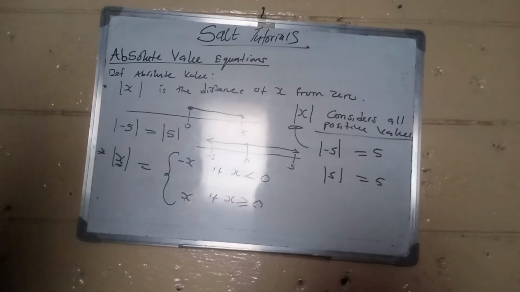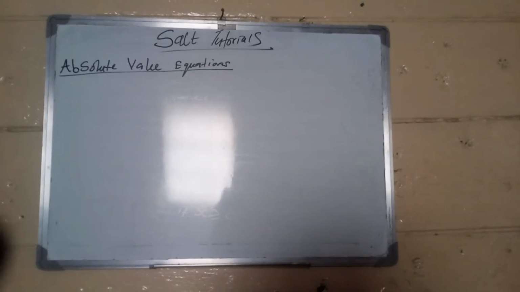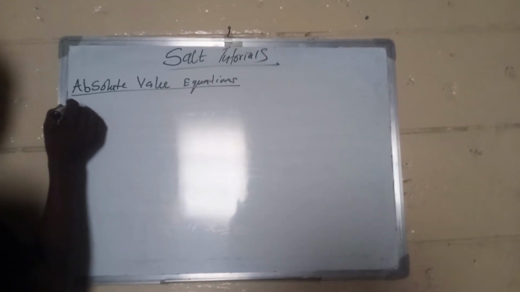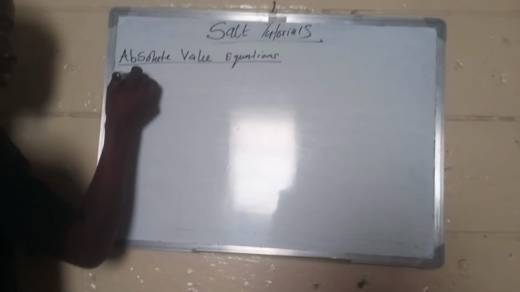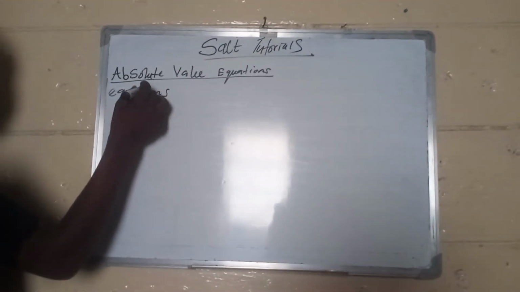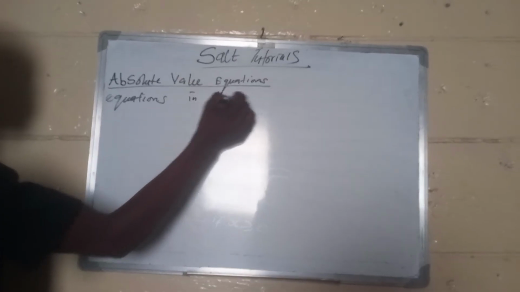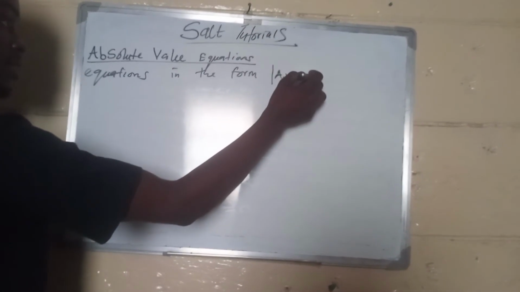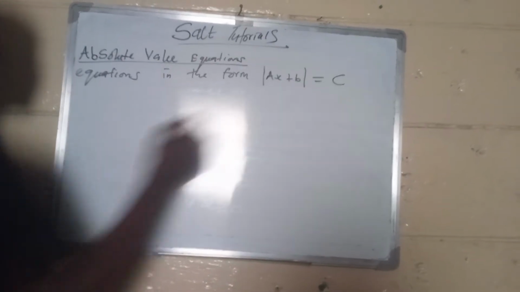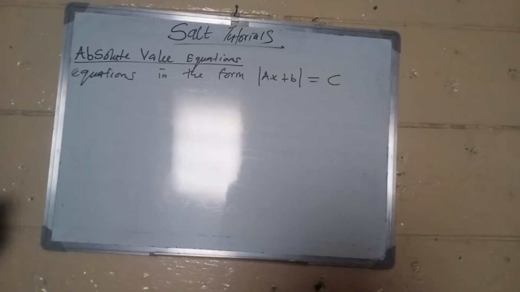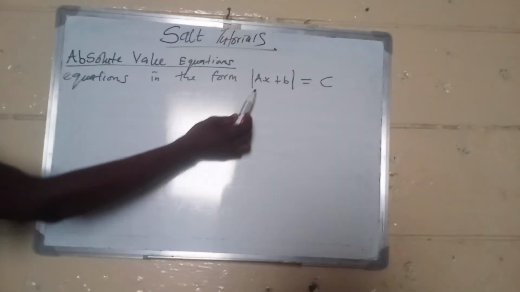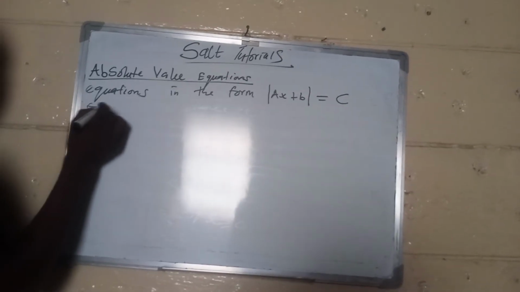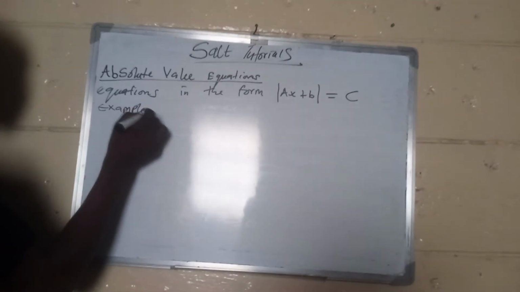We're talking about equations now. Absolute value equations are equations in the form absolute value of ax plus b equal to c. We'll be solving such equations later on, looking at what the value of x is. So we'll look at some examples involving absolute value equations.